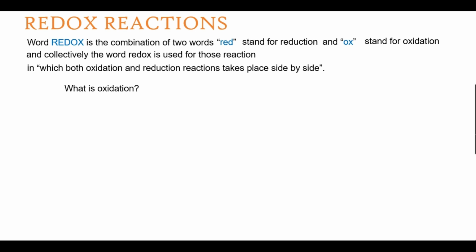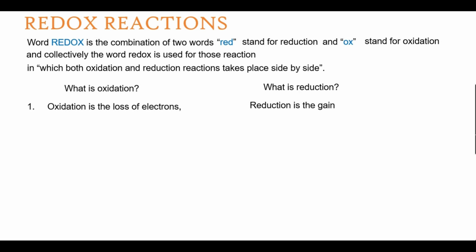So we are going to discuss what is oxidation and what is reduction. Keep that in mind. Oxidation is exactly the inverse of reduction, or reduction is exactly the inverse of oxidation. So if we successfully learn what is oxidation, we can remember what is reduction. So oxidation is the loss of electrons, whereas reduction is the gain of electrons, exactly the reverse or inverse of oxidation.